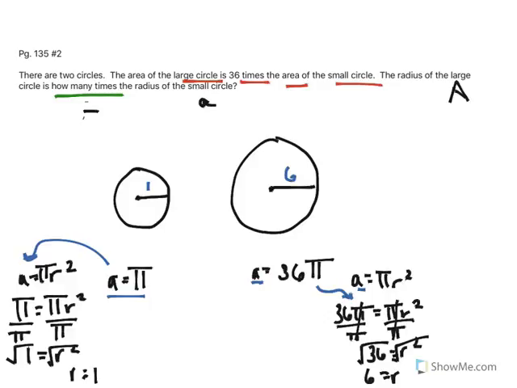So it's going to have to be the radius of the large circle divided by the radius of the small circle. The radius of the large circle is 6. The radius of the small circle is 1. The answer is 6. The radius of the large circle is 6 times the radius of the small circle.